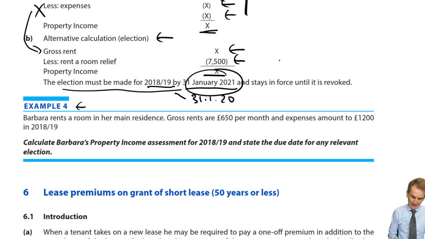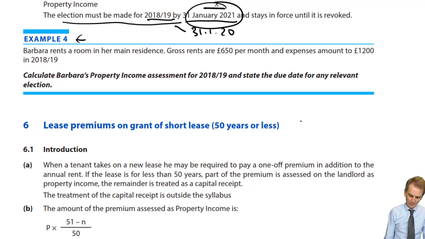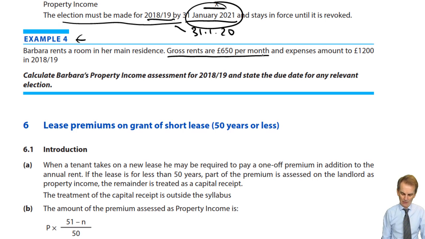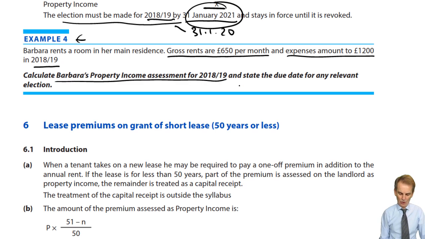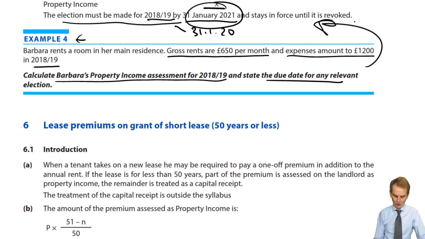So let's see what we've got here with example 4. Barbara rents a room in a main residence. Gross rents are £650 per month and expenses amount to £1,200 in 2018-19. Calculate Barbara's property income assessment for this year. Well, the due date, we know about that. It's up there for that tax year. Gross rents £650 per month.